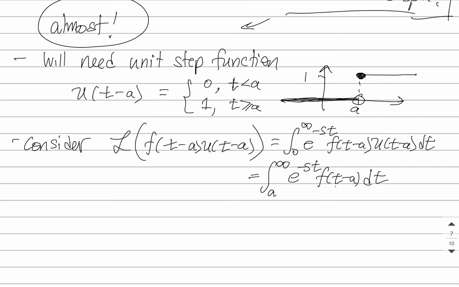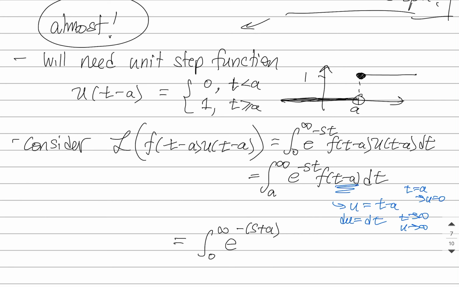Then what we can do is play a substitution game. We'll say u is t minus a, du is dt. When t is a, that's going to give us u is 0. And when t goes to infinity, u will still go to infinity. So we'll end up getting a new integral that looks like this: 0 to infinity, e to the minus s times u plus a, f of u du. My apologies there.